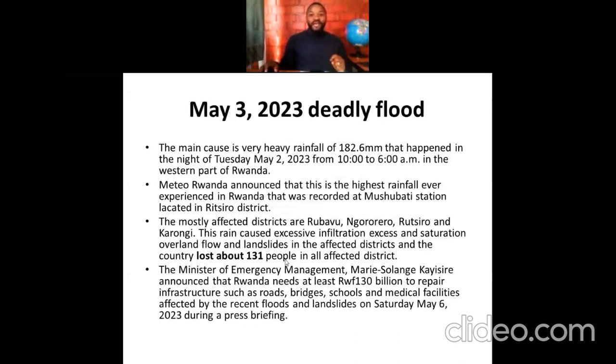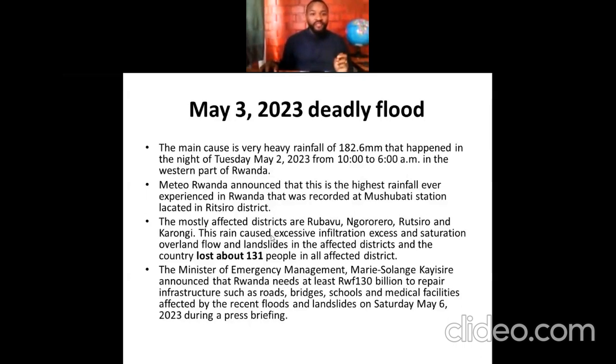But a big flood that happened on May 3rd, 2023 was caused by heavy rainfall that was recorded at 182.6 millimeters. That's what Meteo Rwanda announced it had recorded at Mushubati station, and it is considered the highest precipitation that has ever existed in Rwanda since Meteo was recording.